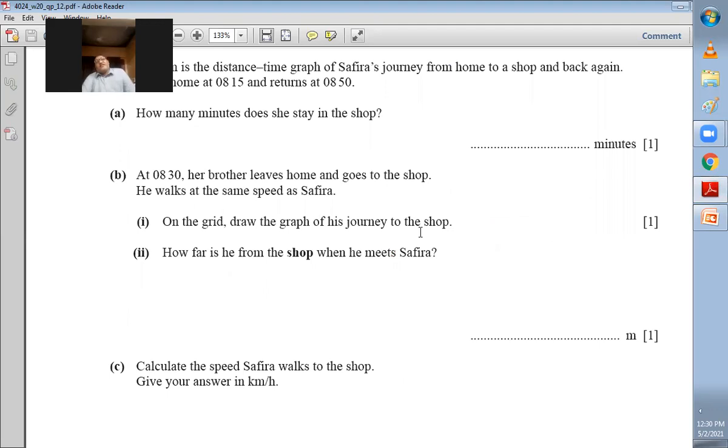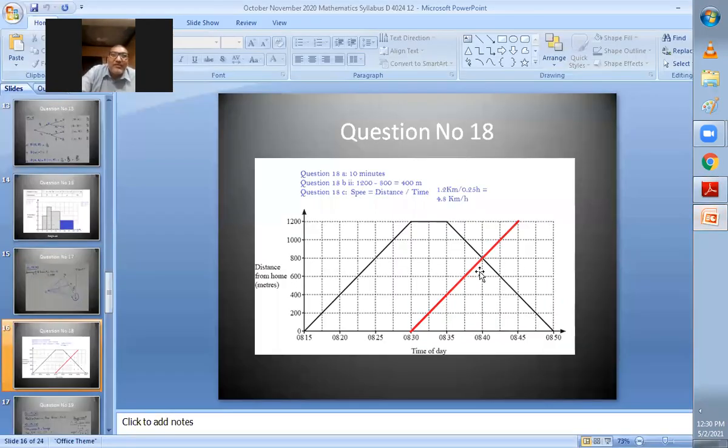Part B, first part: her brother leaves home and goes to the shop, walking at the same speed as Safira. On the grid, draw the graph of his journey to the shop. One mark question, we have done this. Next: how far is he from the shop when he met Safira? You have to check how much is the distance from the shop when he met Safira.